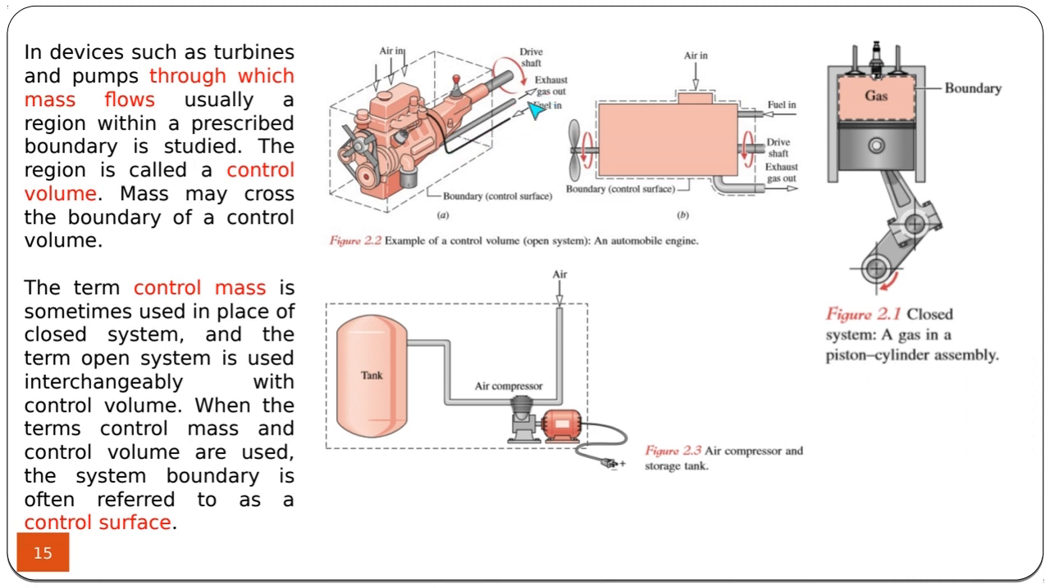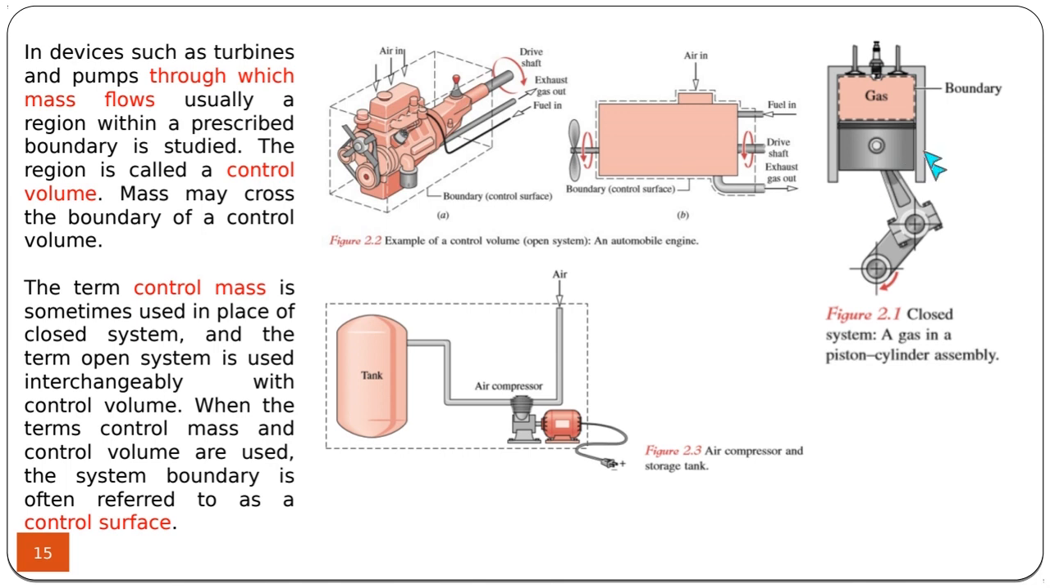Fuel crosses the boundary. Again, it's necessary for combustion. As a result of combustion, exhaust gases are produced. Exhaust gases cross the boundary. So there are masses coming in and masses going out, as well as energy crossing the boundary, because when this engine is operated, it produces power, and this power crosses the boundary of the system, for instance, by means of a rotating shaft. This shaft can drive a generator, or it can drive the propeller of a boat, or it can drive the tires of a car. So, as you can see, both the energy and the mass cross the boundary of this open system.